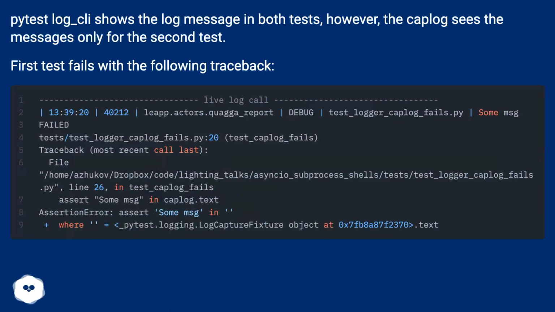Pytest log_cli shows the log message in both tests. However, caplog sees the messages only for the second test. The first test fails with the following traceback.